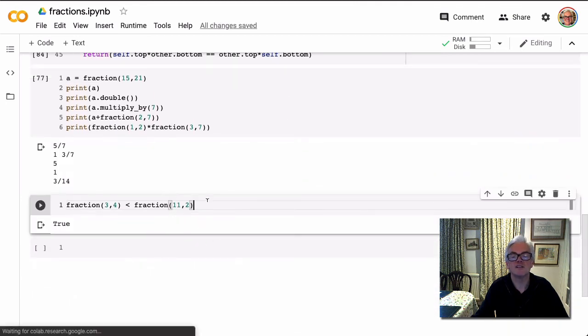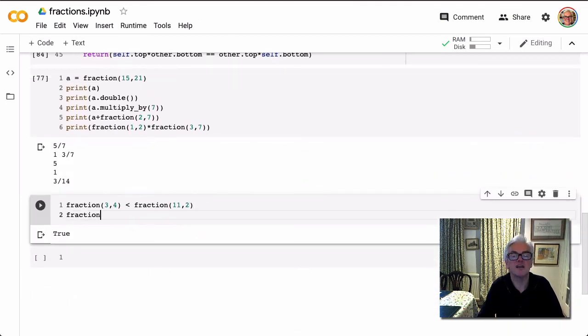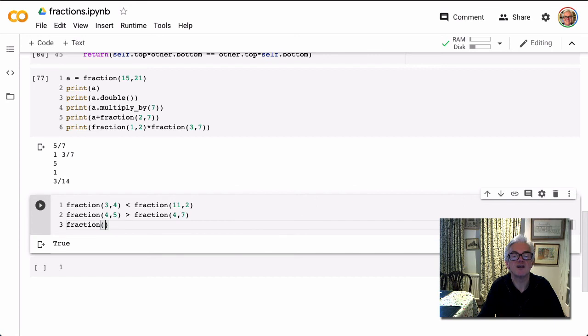And again, we can do some testing of this. So I should be able to say, is fraction 4/5 greater than fraction 4/7, and expect the answer to be true. I should be able to say, is fraction 3/4 equal to fraction 6/8, and I should get the answer true for that as well. So I'm expecting true, true, and true. Let's run it and see what happens. Oh, yeah, okay. It just does the last one, doesn't it? Okay.